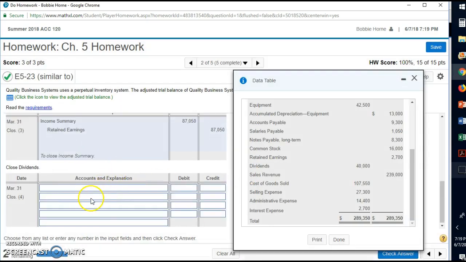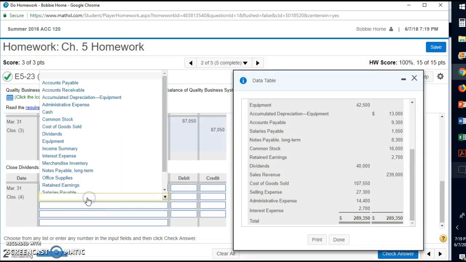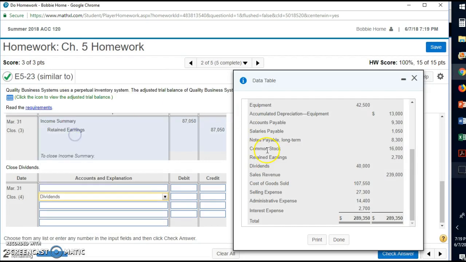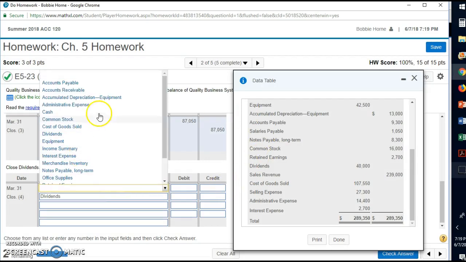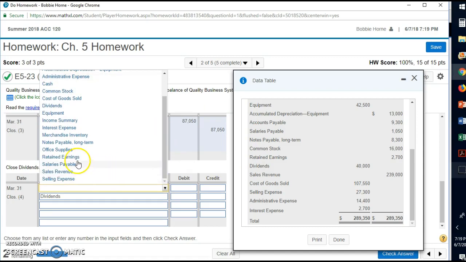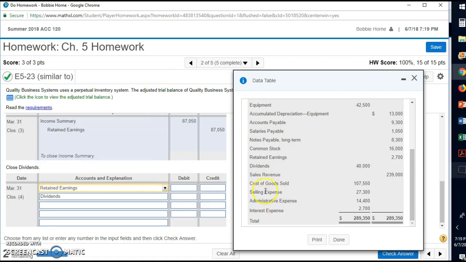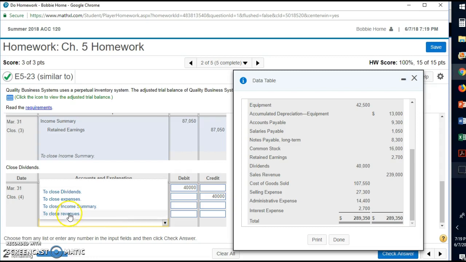Then we have to close dividends, and we credit dividends because it has a normal debit balance. And we're going to debit retained earnings. Dividends makes retained earnings go down. Net income makes retained earnings go up. When you debit retained earnings, it has a normal credit balance, so when you debit it, you're making it go down. And dividends is $40,000. So we're closing out dividends, so it will have a zero balance.